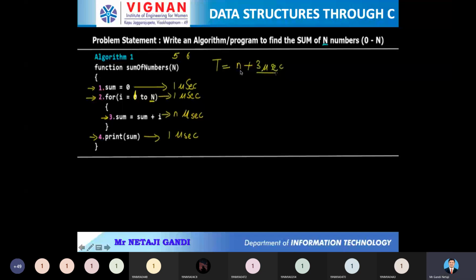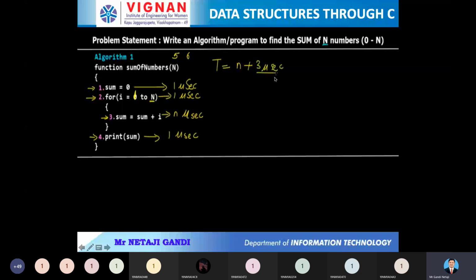Guys, please respond. Yes, sir. So here the 1 microsecond is constant. Only the n is variable here. So n plus 3 microseconds. So that's why this is a constant.